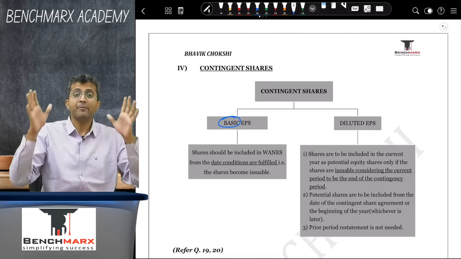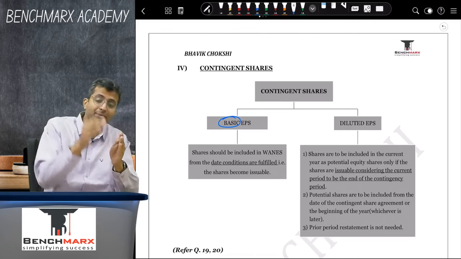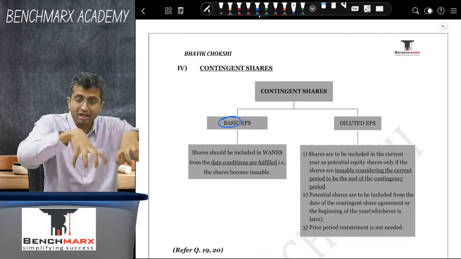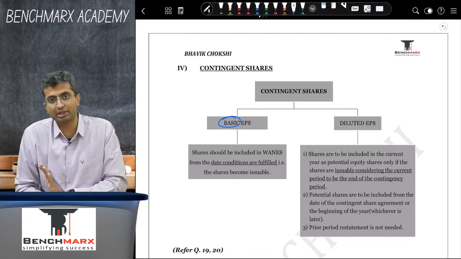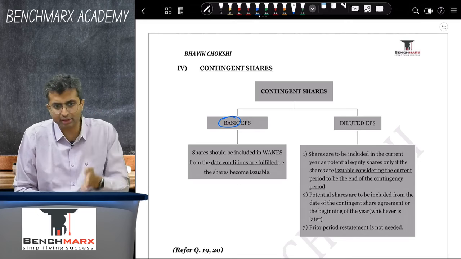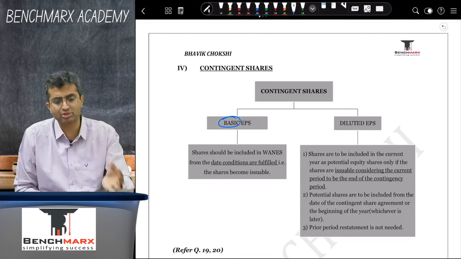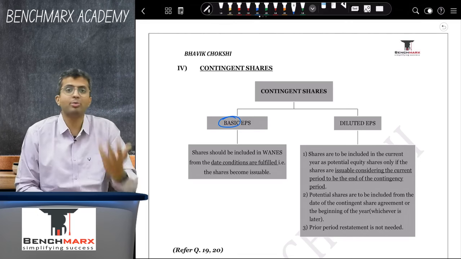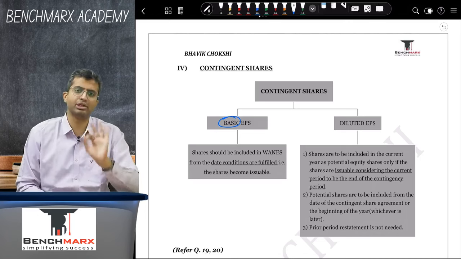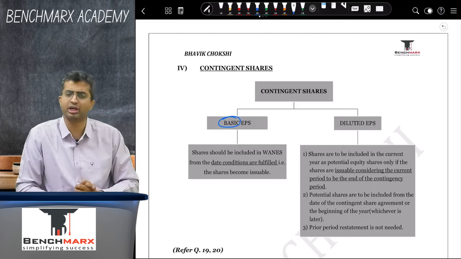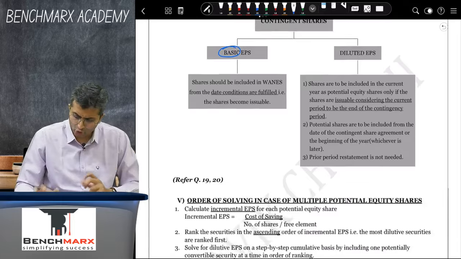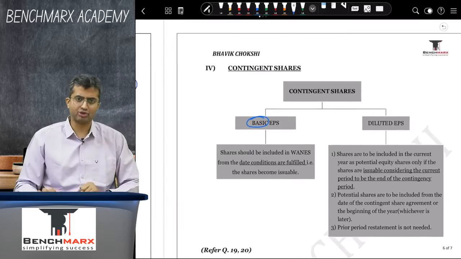And as a result, diluted EPS will be calculated considering the current period to be the end of the contingency period. If year 1 was the end of the contingency period, then based on the actual facts in year 1, how many shares are issuable, those shares are actually potential and should be included into the diluted EPS calculation. Okay, so that is about contingent shares.